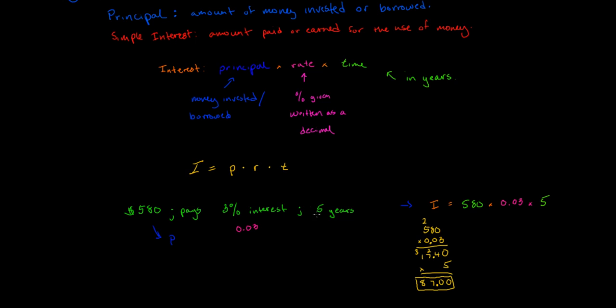So in 5 years, with an account that has $580 at an interest rate of 3%, I should make $87. Okay, that's actually pretty good, right? $87 in a couple of years. Imagine if this was a few $1,000s. This would hopefully double or triple, right?